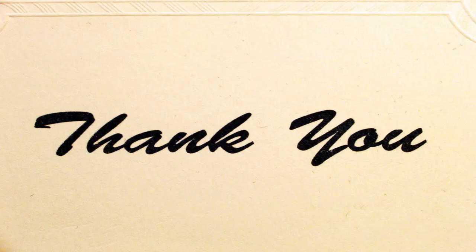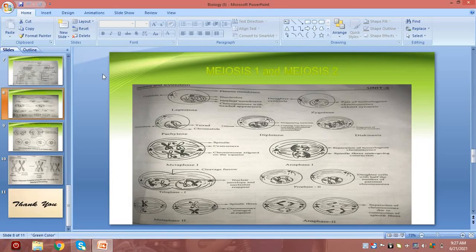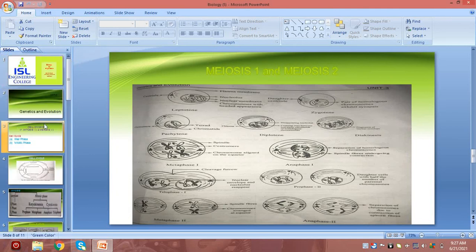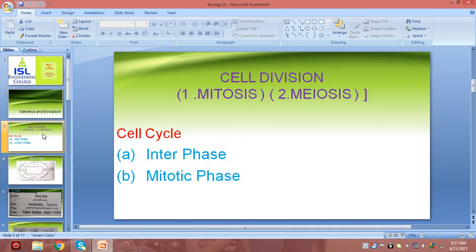So thank you students. We have seen the cell division process in today's session, with meiosis 1 and meiosis 2. Mitosis also we have seen. We'll continue with unit 3 in our next class.